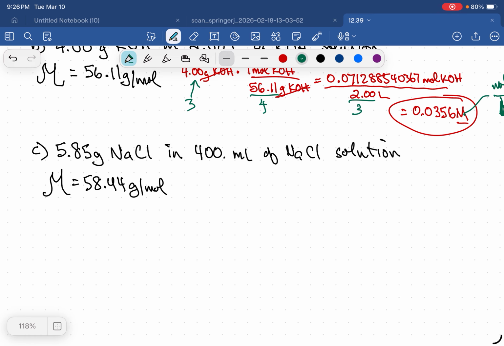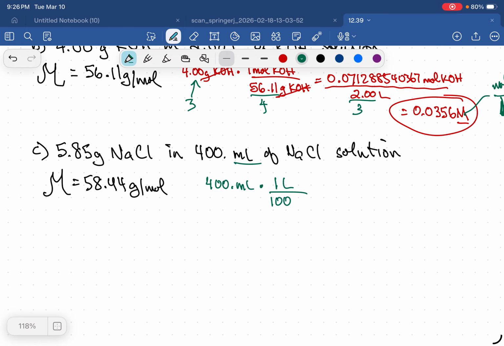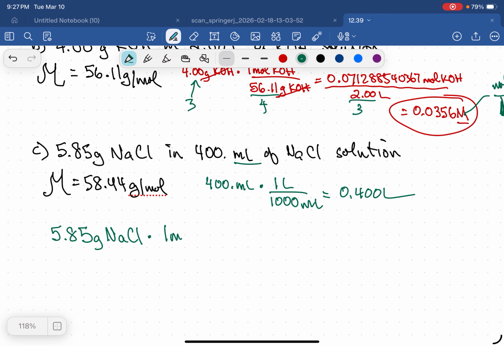Okay, letter C. We have 5.85 grams of NaCl and 400 milliliters of solution. Now the 400 milliliters, that is not liters. We're going to make that into liters. So 400 milliliters times 1 liter over 1,000 milliliters. So that's going to be 0.4 liters. We've got 5.85 grams, which is not moles. So we're going to have to take our 5.85 grams times 1 mole, 58.44 grams.